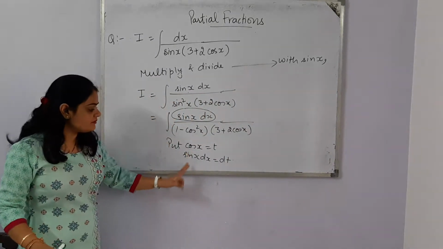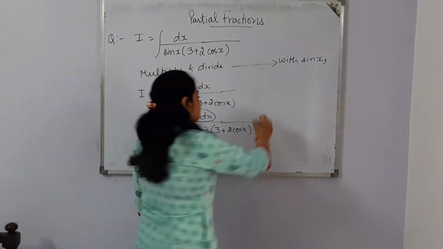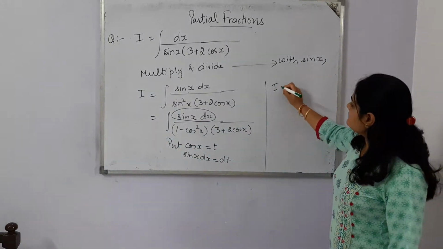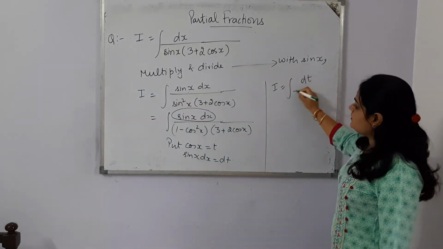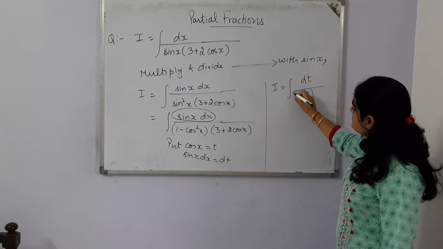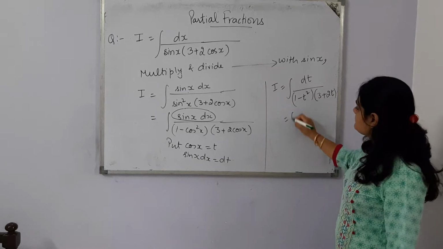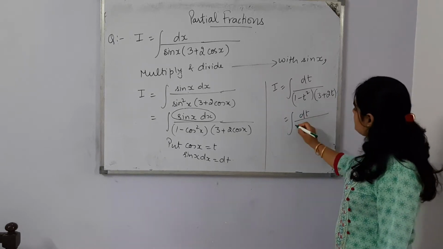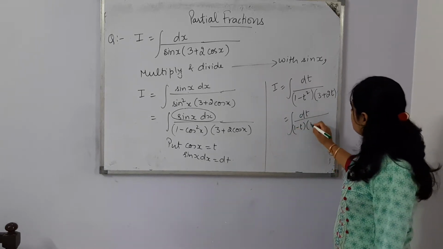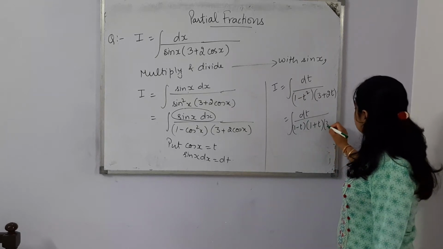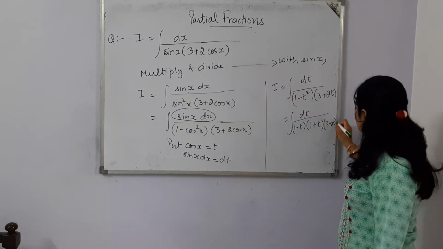Just by substituting, what we'll get is I equals dt whole upon 1 minus t square into 3 plus 2t. Now for 1 minus t square, the a square minus b square formula is applicable. It is 1 minus t, 1 plus t, 3 plus 2t.